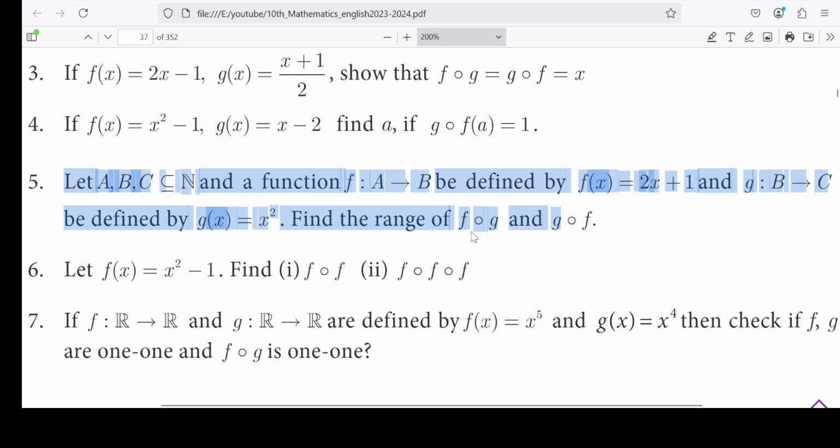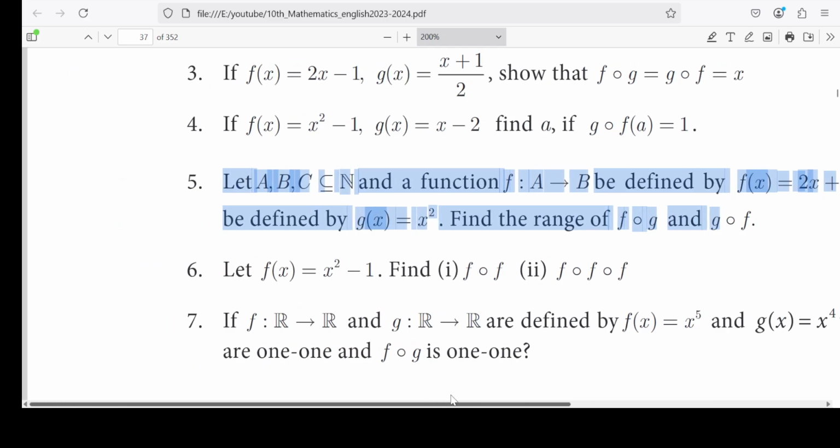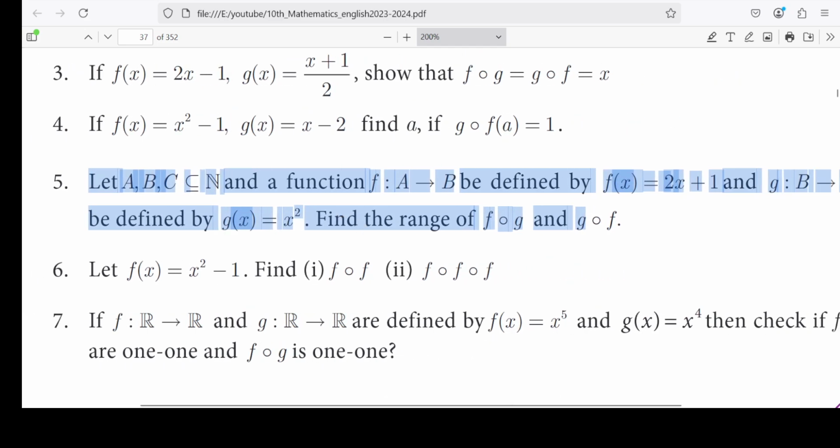First, we have to find out the value of f of g, and then we should find out the range. Here, what had been asked? The range. We need to find out the range, right? First, we find f of g and its range, and then we find the value of g of f and its range. This is all about the question. Now we can start solving the problem.